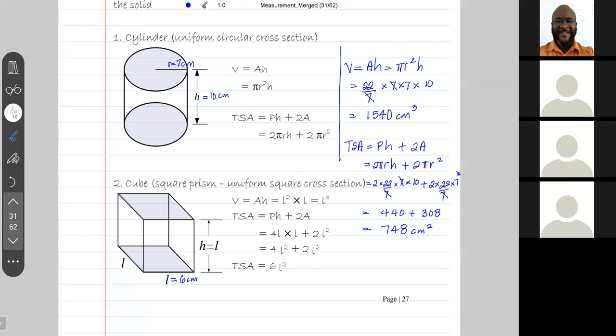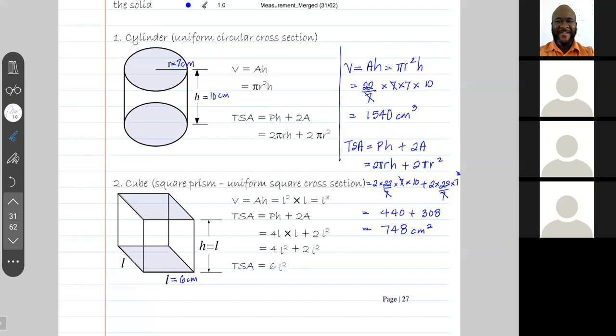Guys, are there any questions? Any questions about what I just did? I'll reiterate, please listen, that for the formula TSA, PH calculates the area of the sides. 2A would be the area of the top and the area of the what? Of the bottom. All right.